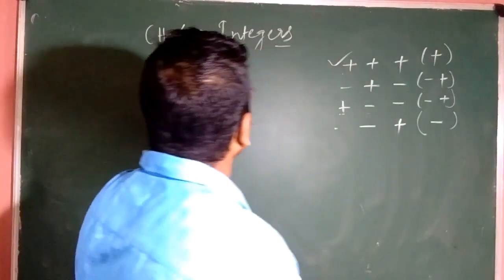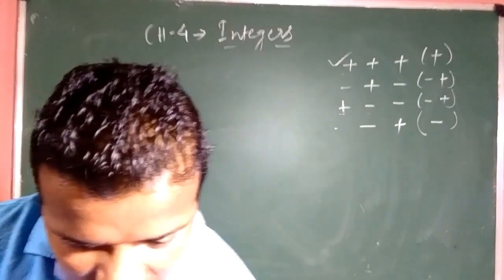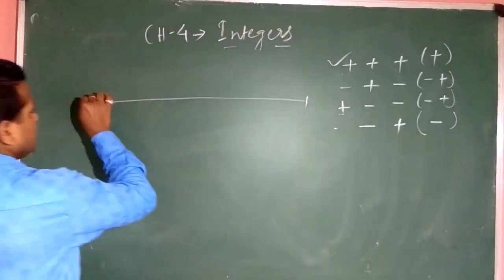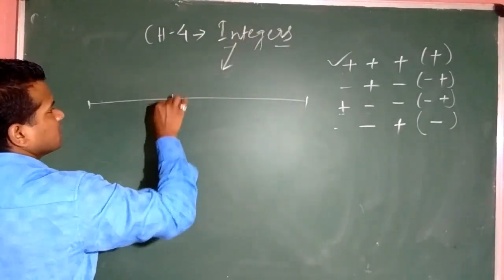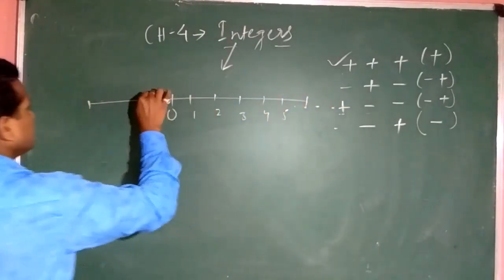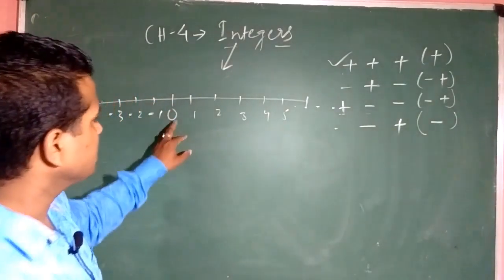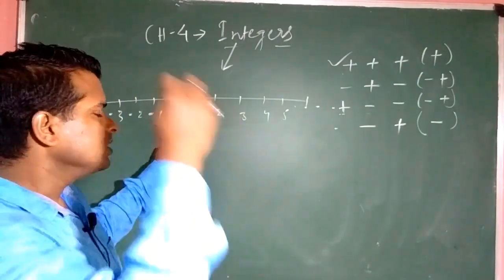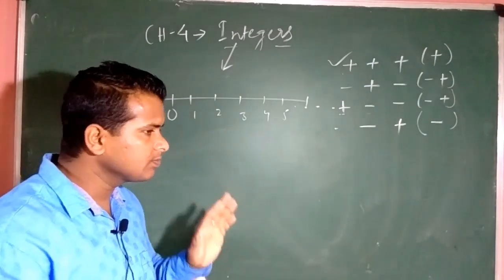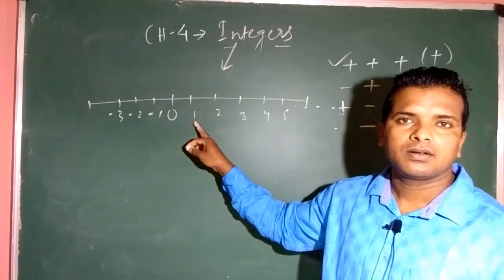Now, these are the concepts about the basics. When you draw the integer line: 0, 1, 2, 3, 4, 5, dot, dot, dot, and minus 1, minus 2, minus 3. This is called the integer line. 0 is the center. The smallest positive number is 1. Try to understand. The smallest positive number is 1.